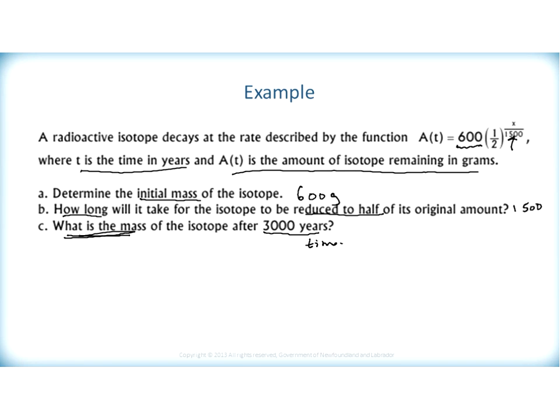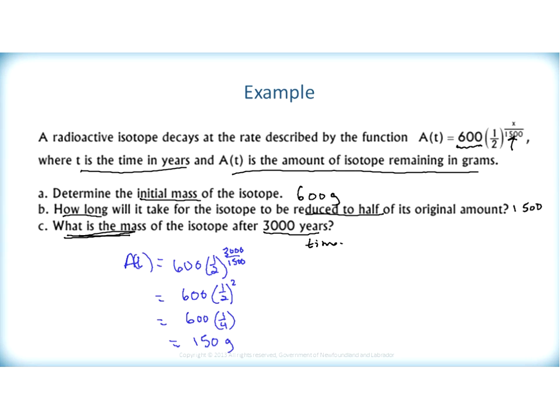So we have A of t would equal 600 times 1/2 to the 3,000 over 1500. This would give us 600 times 1/2 to the power of 2, which equals 600 times 1/4, which equals 150 grams.